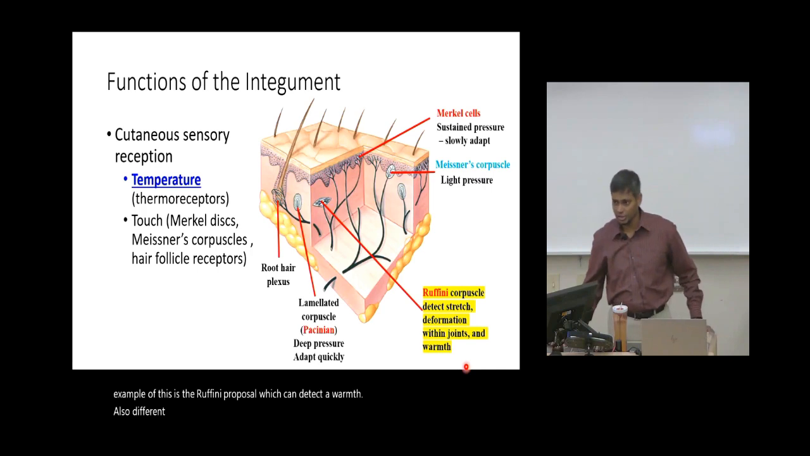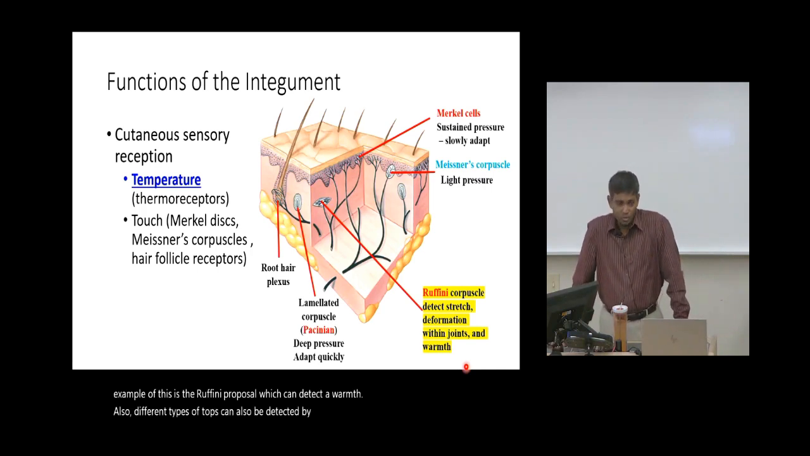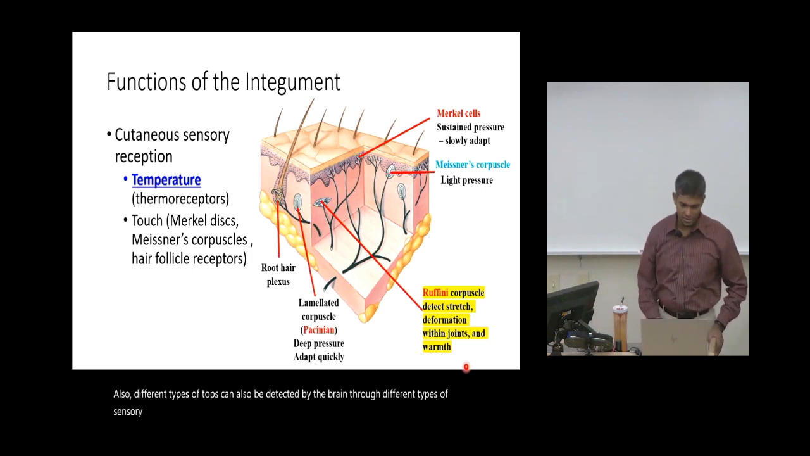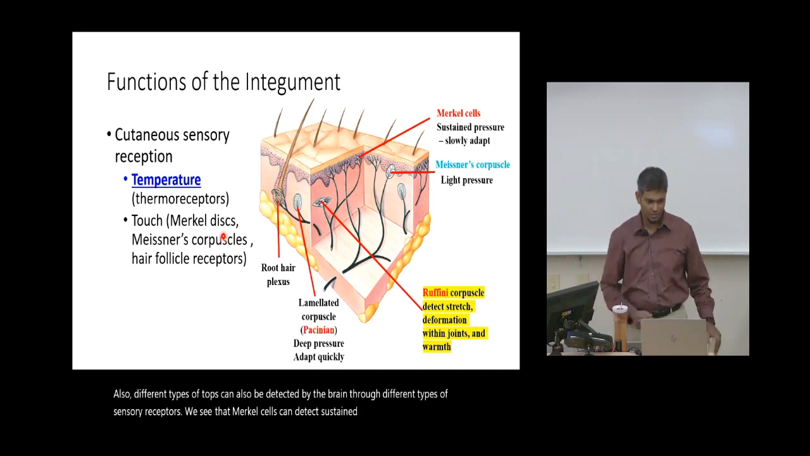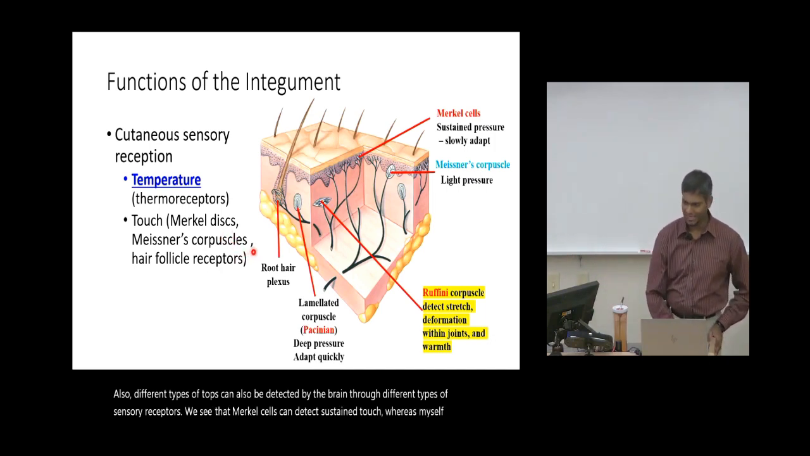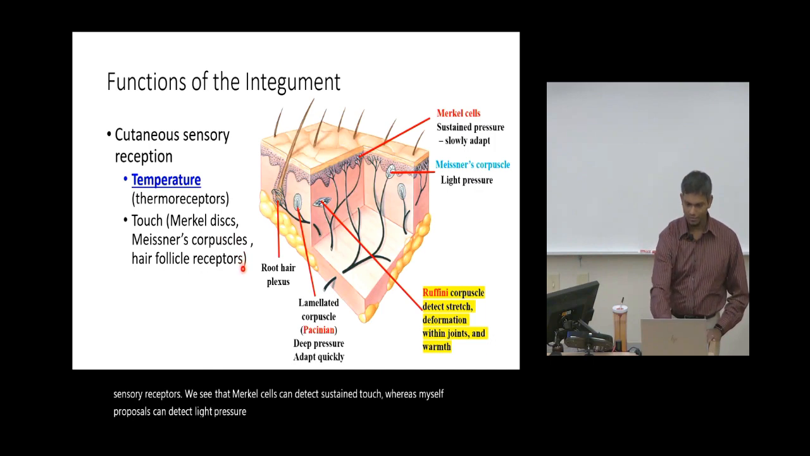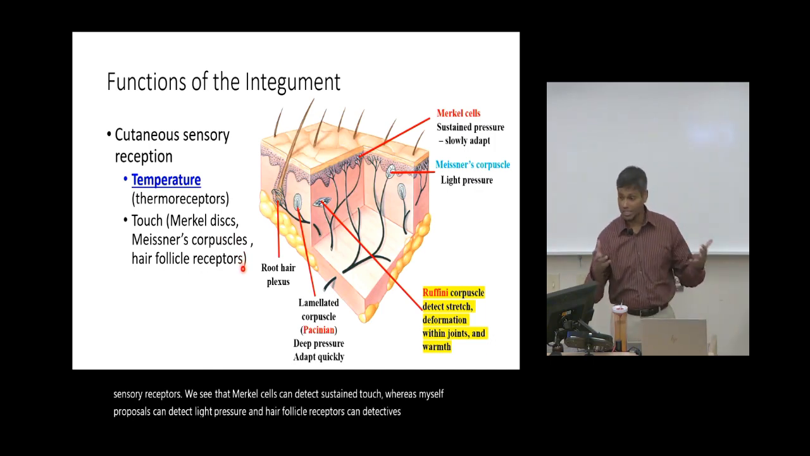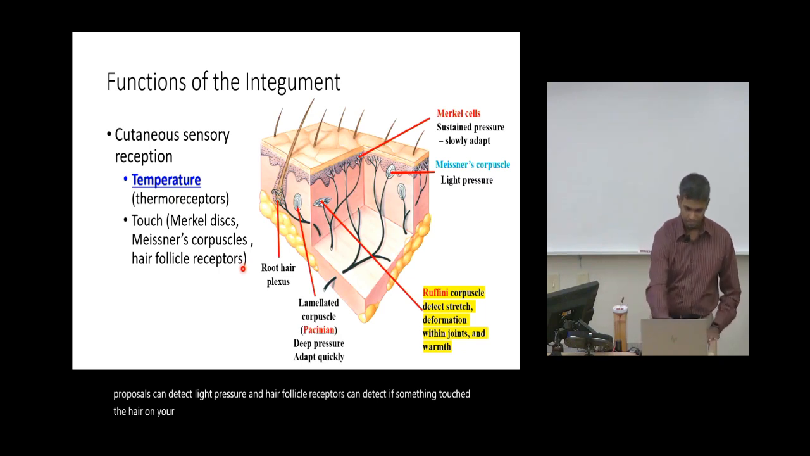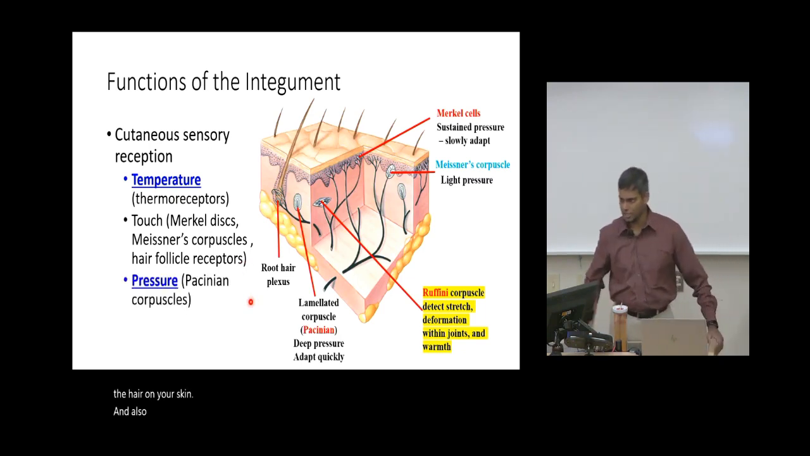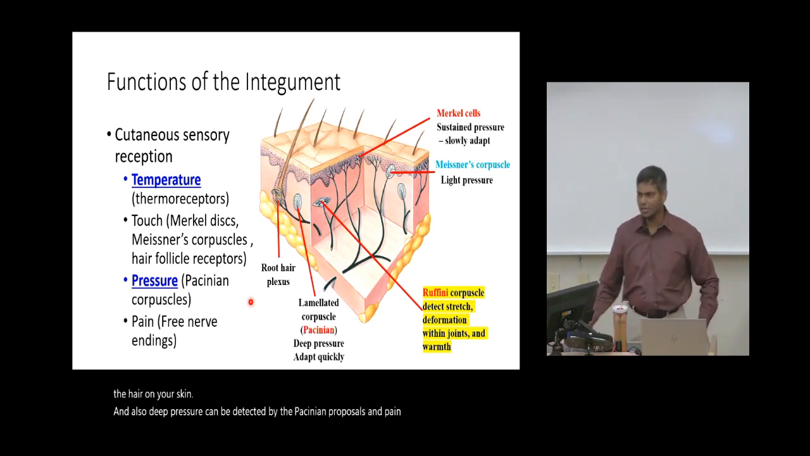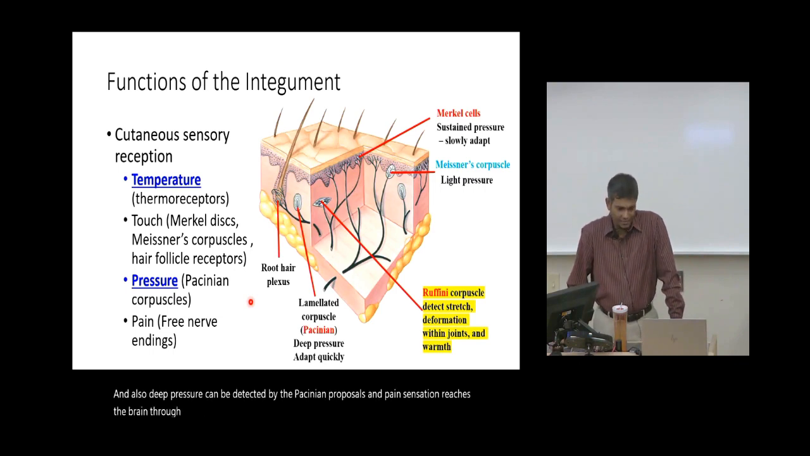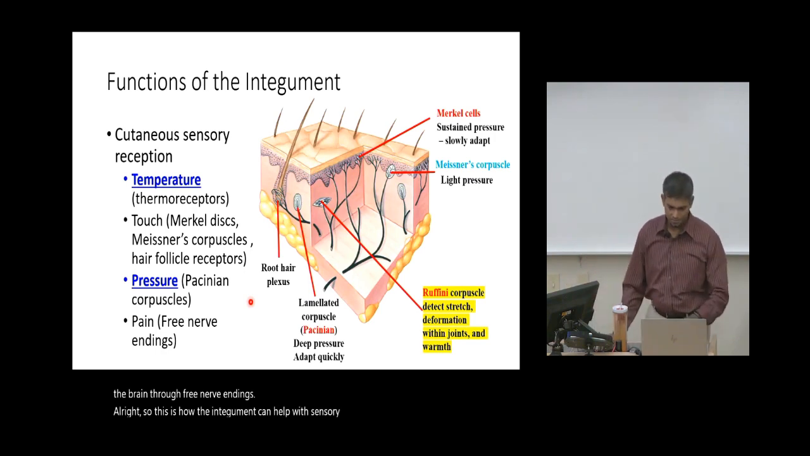Also, different types of touch can be detected by the brain through different types of sensory receptors. We see that Merkel cells can detect sustained touch, whereas Meissner's corpuscles can detect light pressure, and hair follicle receptors can detect if something touches the hair on your skin. And also, deep pressure can be detected by the Pacinian corpuscles, and pain sensation reaches the brain through free nerve endings. Alright, so this is how the integument can help with sensory reception.